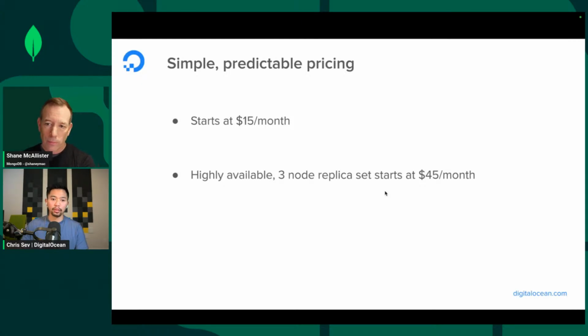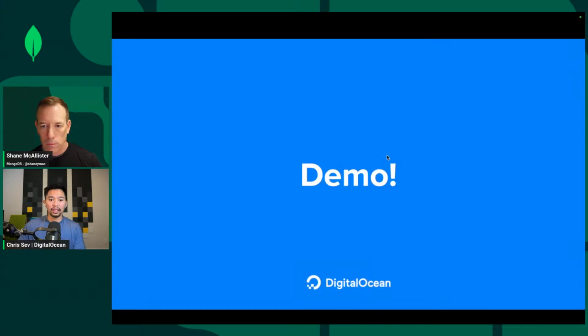Yeah, absolutely. And something that DigitalOcean also prides itself on is affordability when you start. We start at $15 a month for MongoDB, and a 3-node replica set starting at $45 per month. And I believe that's all my slides, so we can just jump straight into a demo.